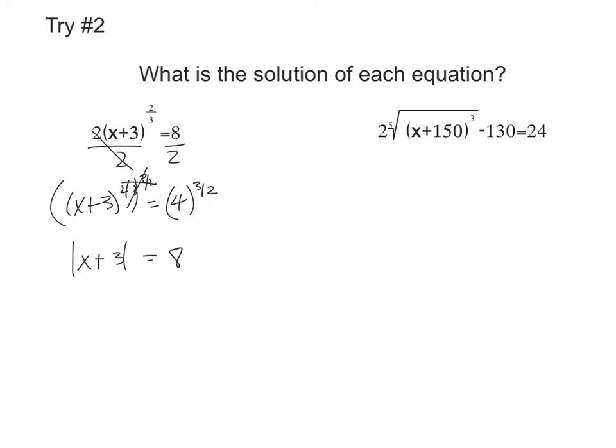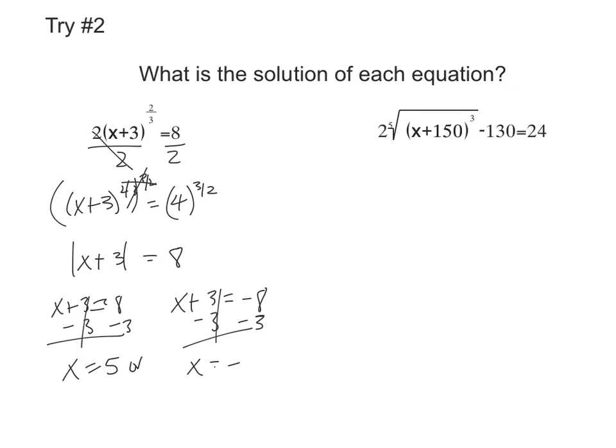And again, this is absolute value of x plus 3, so this is really x plus 3 equal to 8, and then x plus 3 equal to negative 8. So if I subtract 3 on this one, I'll get 5, and if I subtract 3 here, I'll get negative 11. So those are our two solutions. And this is not supposed to say 130, it's really just 30.